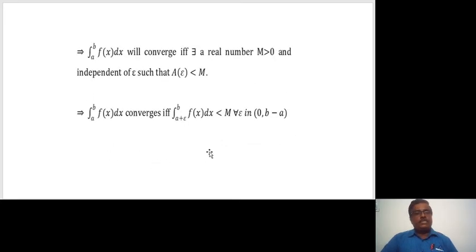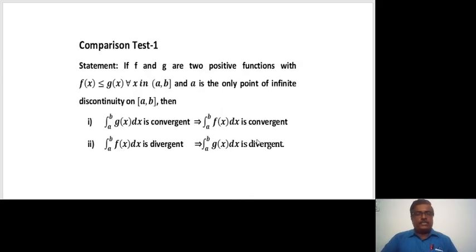Okay, so this means the integral from a to b of f of x dx will converge if and only if there exists a real number m greater than 0 and independent of epsilon such that A of epsilon is less than m. Which means the integral from a to b of f of x dx converges if and only if the integral from a plus epsilon to b of f of x dx is less than m for all epsilon in (0, b minus a). So this completes the proof of the comparison test theorem.